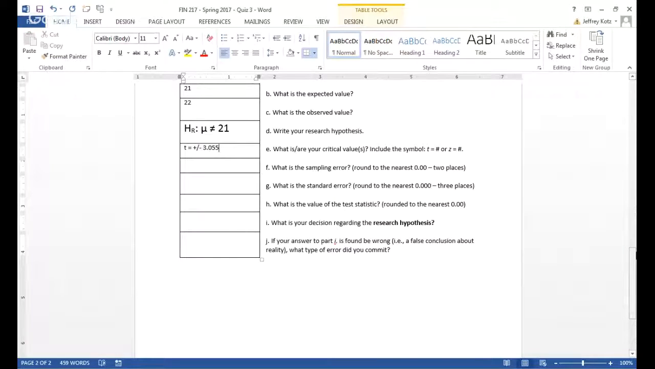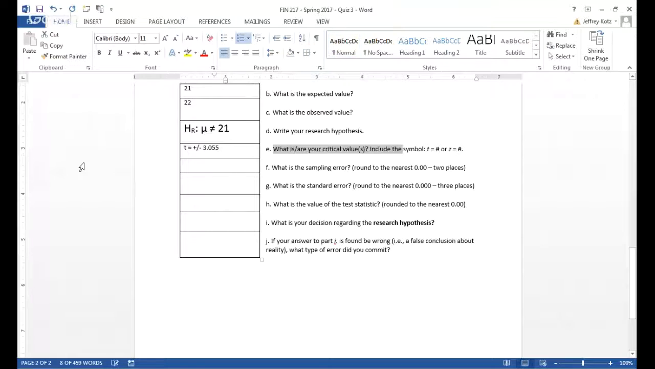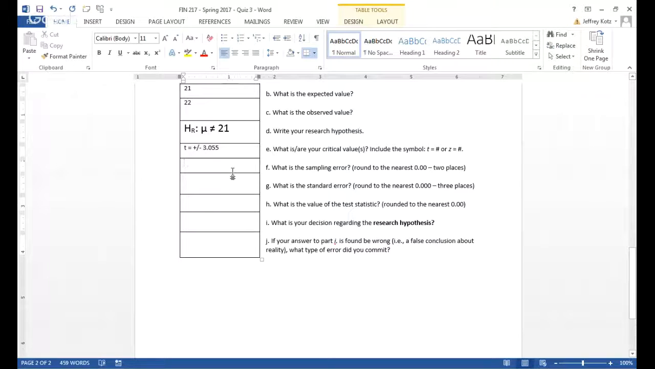T equals plus or minus 3.055. That's my critical value. Sampling error is what I observe minus what I expect, otherwise known as 1 day. I got a 1 day increase. The standard error is going to be S divided by the square root of N.